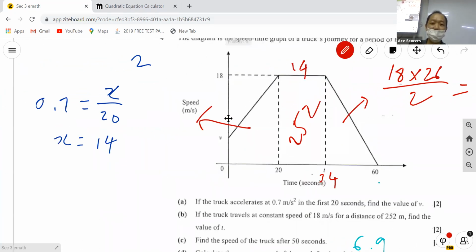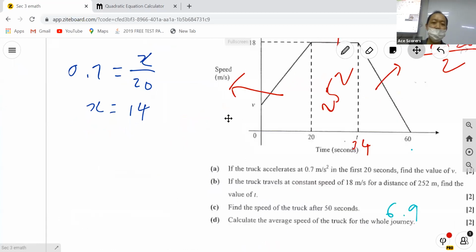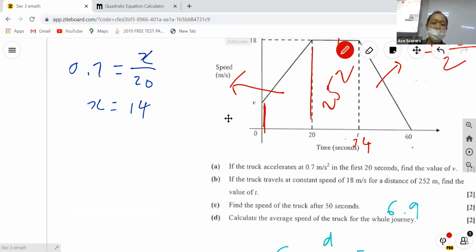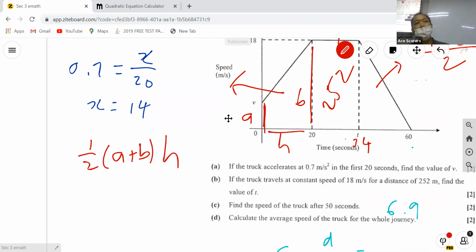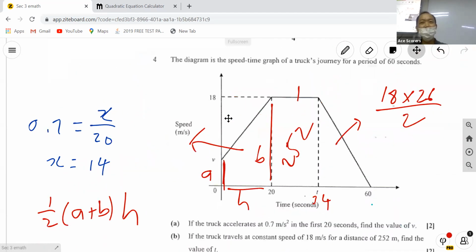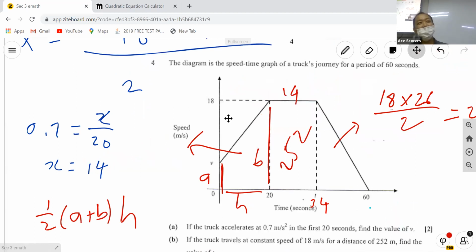Right, in fact, sec 1, sec 2. This and this, right? This is called A, this is called B. So half of A plus B times the height. Half A plus B times height. Yeah, this one is proof. I recorded already, so it's proof that I taught you. Okay, area of trapezium.